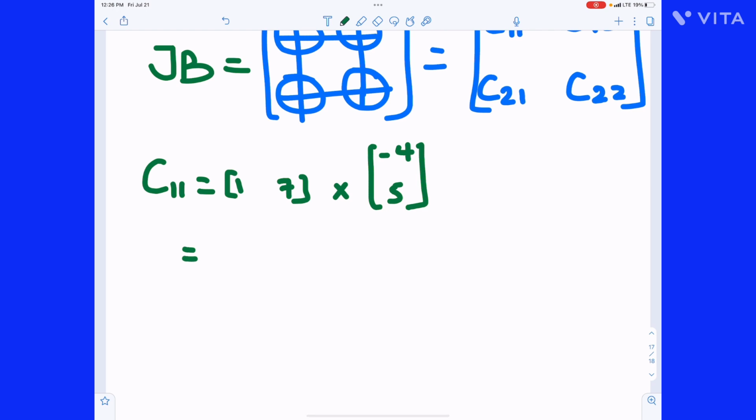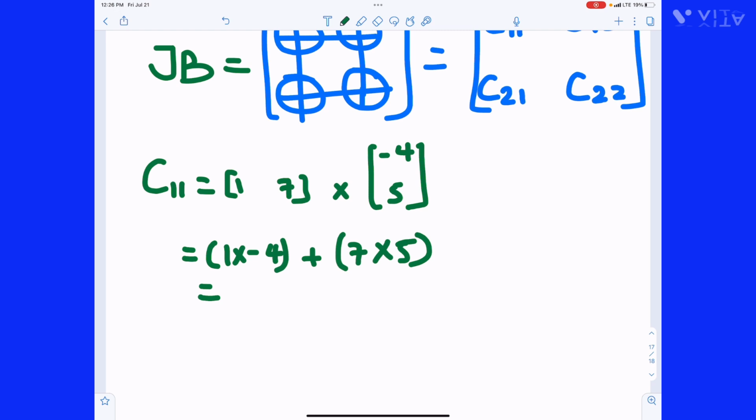So that gives us what? 1 times minus 4 added to 7 times 5. 1 times minus 4 is minus 4. 7 times 5 is 35. So that element will be 31. Take note. I hope you can see that.